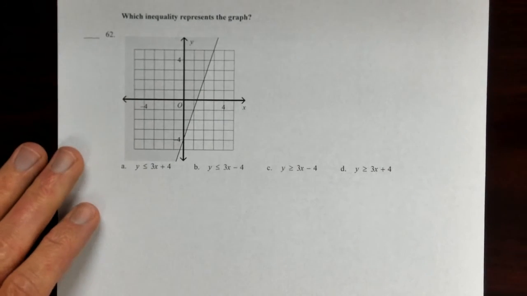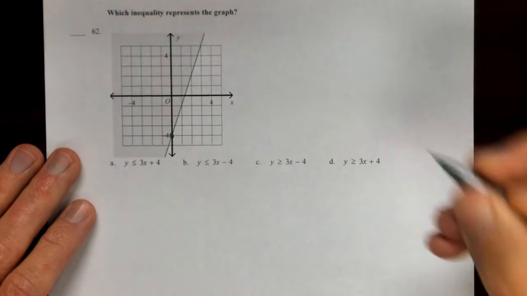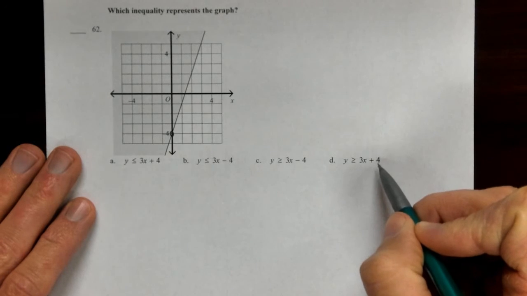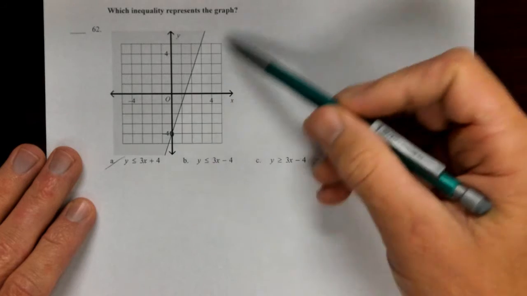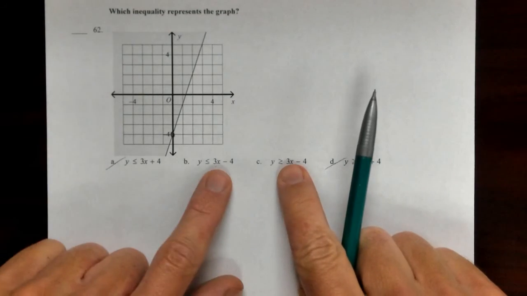Looking at 62, it says which inequality represented by the graph. Let's start with our y-intercept. Our y-intercept's at -4. So we know right now that D is incorrect because it says +4. A is incorrect, that says +4. We know that we have a positive slope. Okay, well both of those have a positive slope. They both have the same slope of 3.